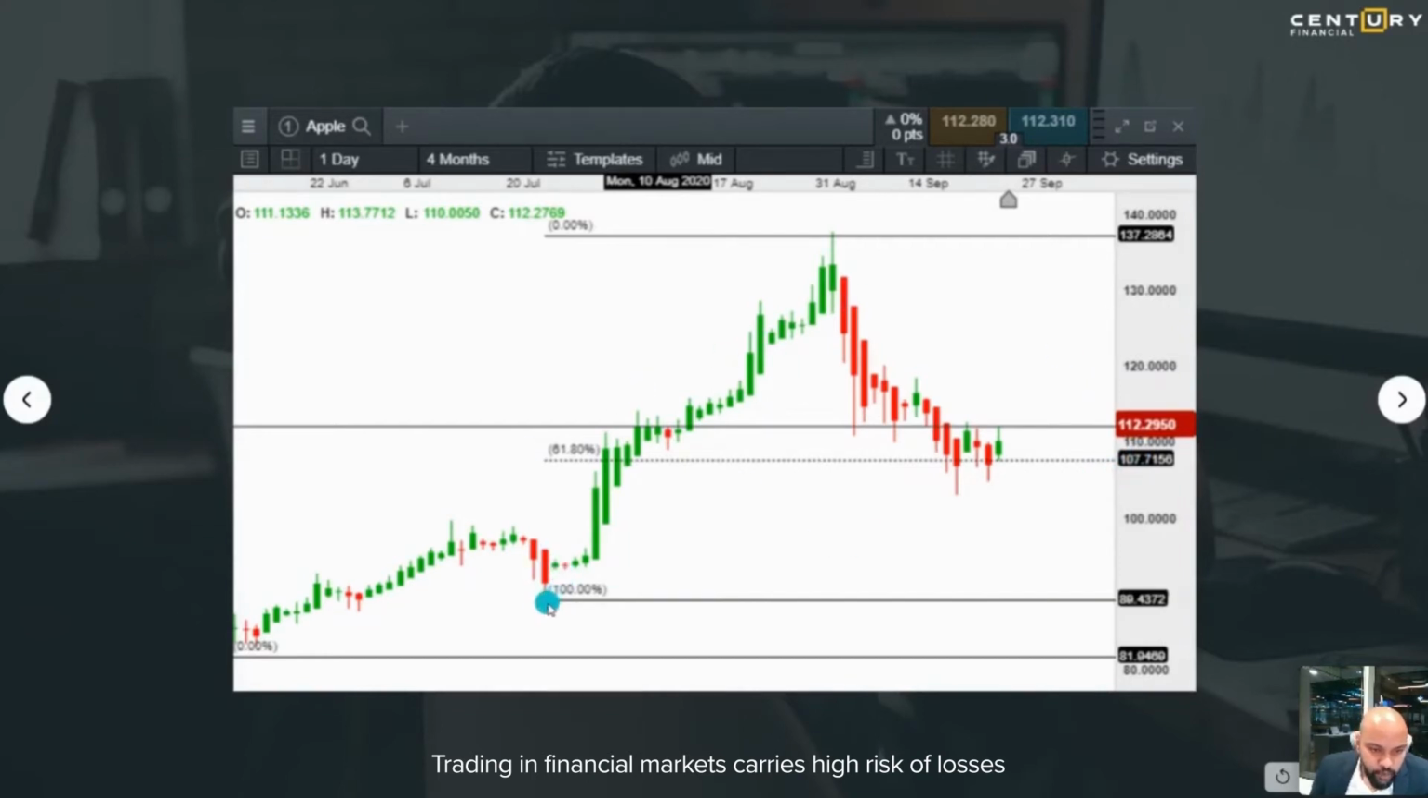If you notice, if this was the entire rally of 100%, the 100% move, 61.8 has acted as support. So whoever is looking at a short-term investing opportunity, this price would have been a good time for them to enter. I'll give you another fun fact about 61.8.